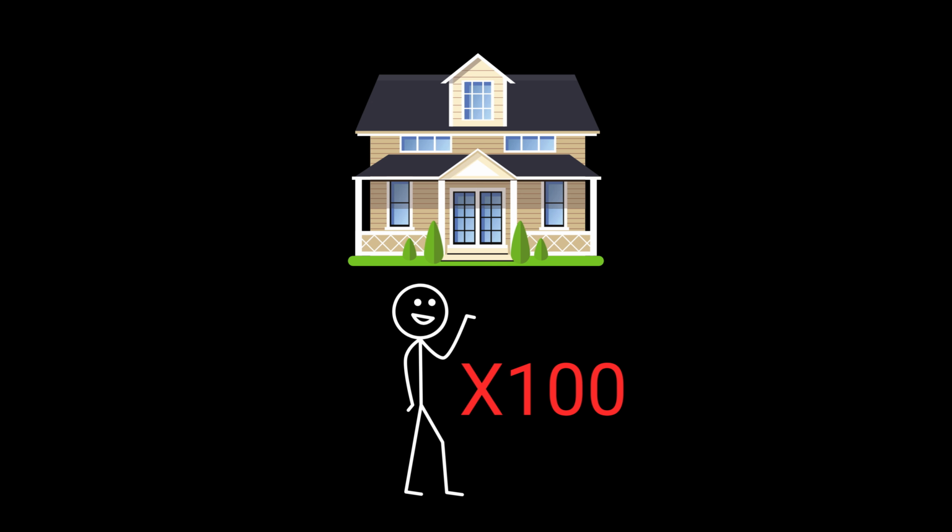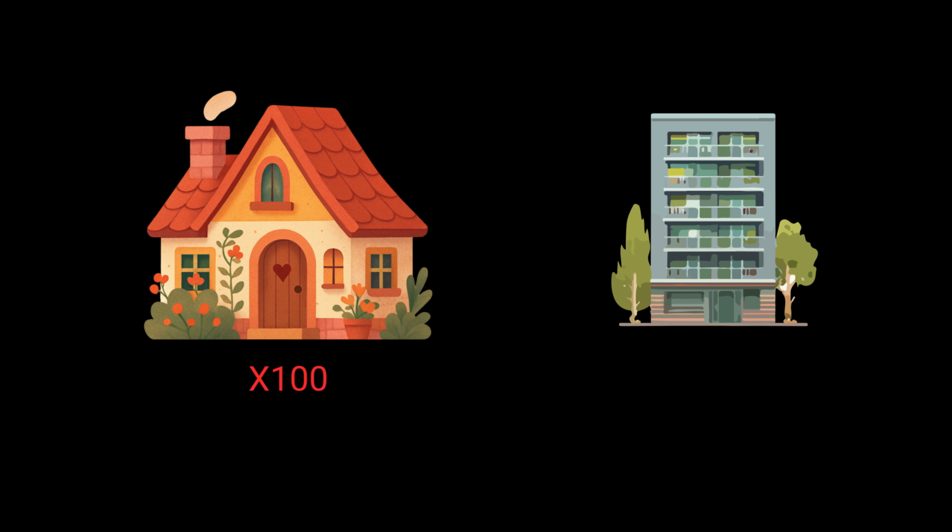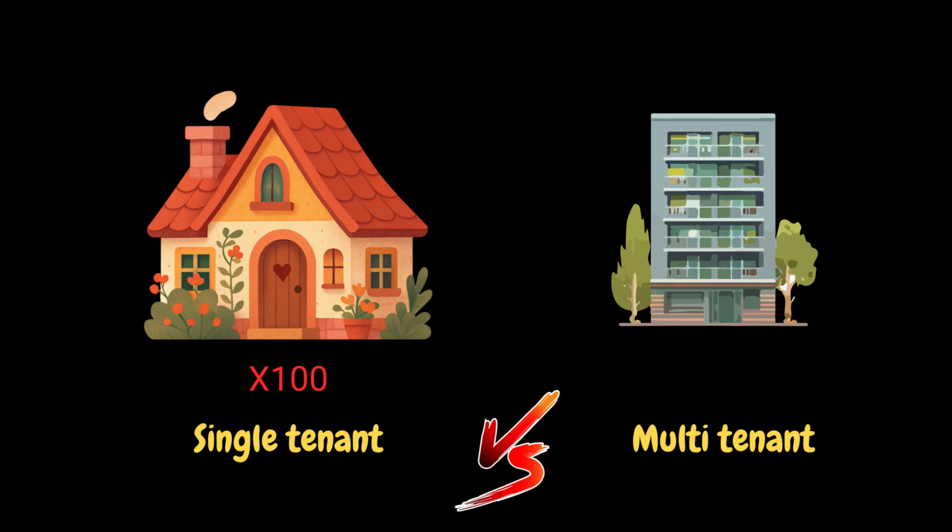Imagine you want to house 100 people. You have two choices. You can build 100 separate detached houses, each with its own plumbing, electrical wiring, and roof. Or you can build one modern apartment complex where everyone shares the main infrastructure but lives in their own private space. In the software world, this is the exact difference between single-tenant and multi-tenant architecture.